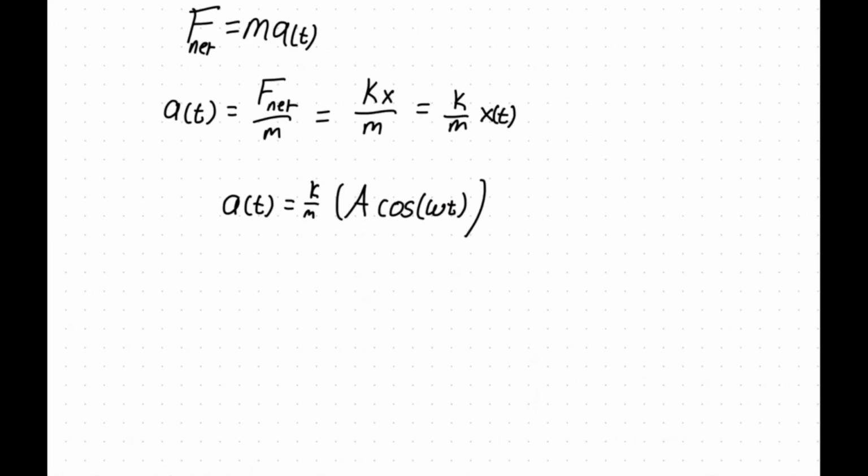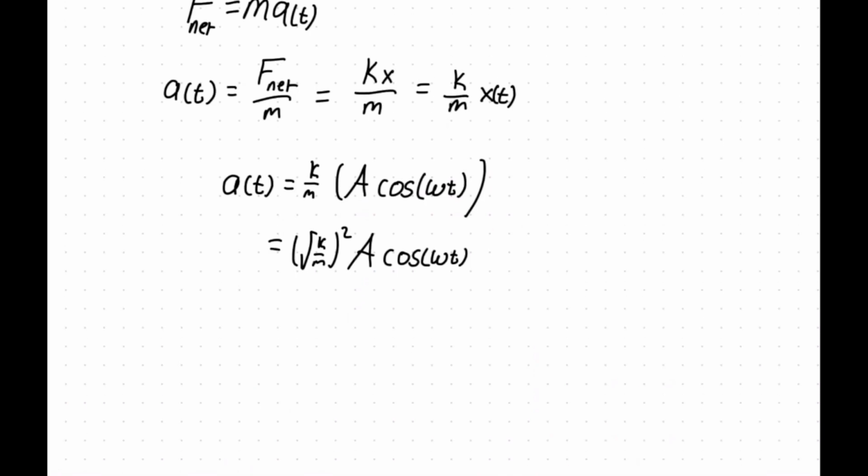Wow, that was pretty easy. What else do we need to do? K and m, let's get rid of those. Remember, k over m is actually going to be the same thing as the square root of k over m squared. And that's really not changing anything. I'm just calling k over m the square root of k over m squared.